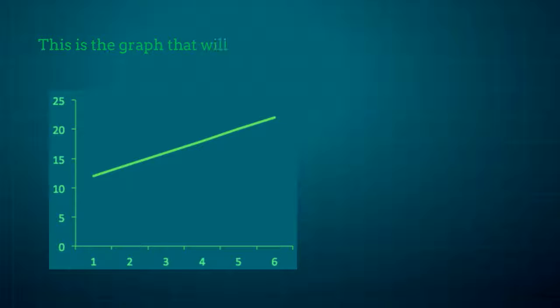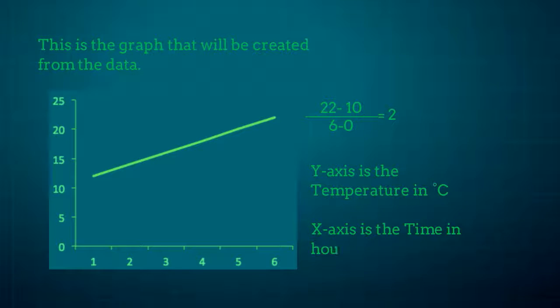Here you can see the graph. After plugging in the numbers, we found that the rate of change is equal to (22 minus 10) divided by 6, which is equal to 2. Agents, don't forget that the smaller number needs to be subtracted from the larger one, so you don't get a negative.